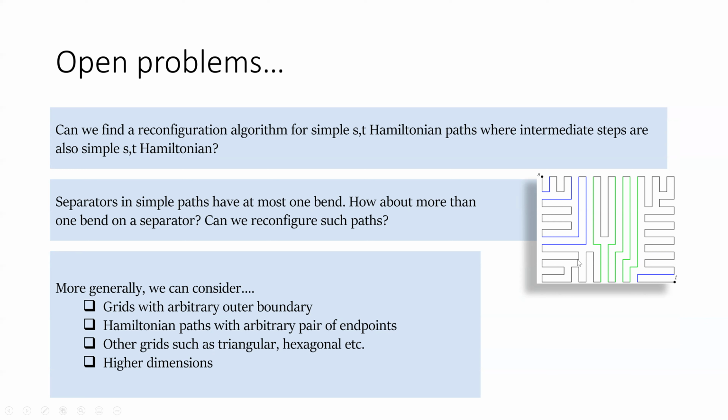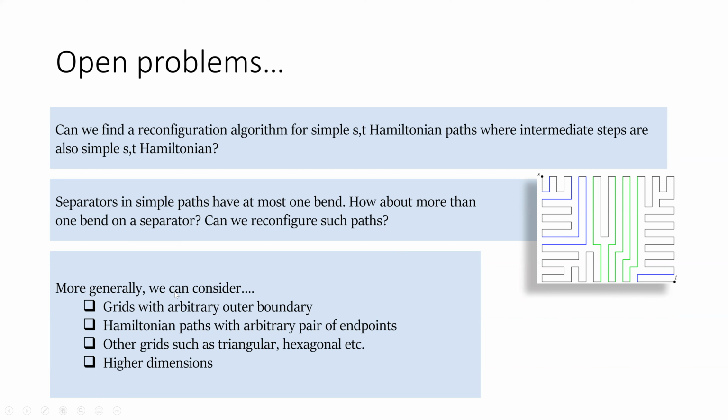All the separators in our simple path had at most 1 bend. Can we find a reconfiguration algorithm where separators have more than 1 bend? For example, in this case, separators have 2 bends too, the green separators. Can we find a classification for them? Can we reconfigure such paths?